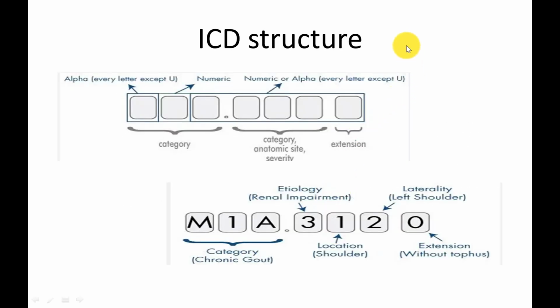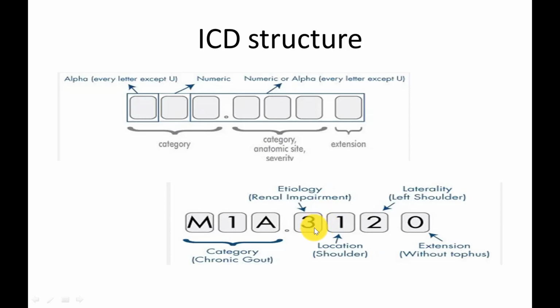Now we'll see how the ICD structure works. We have seen the CPT structure as well. So here an example is given. This is alphanumeric, where the first character is alpha, every letter except U. The second one will be numeric. Here you can see M is there, the second one is 1, while the next is also an alphabet. So this first part of the code is about the category, for example, chronic gout. After that you can see another three characters.